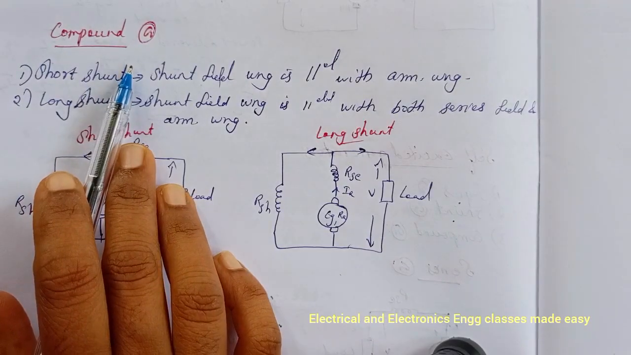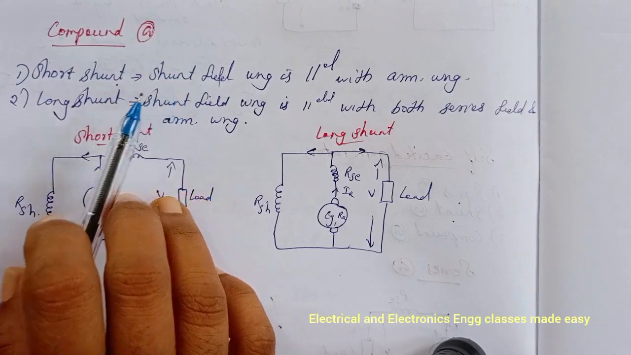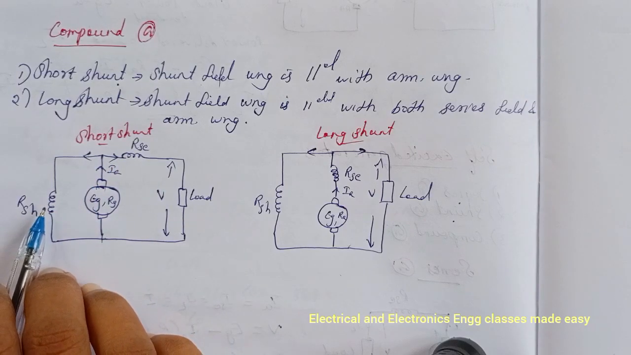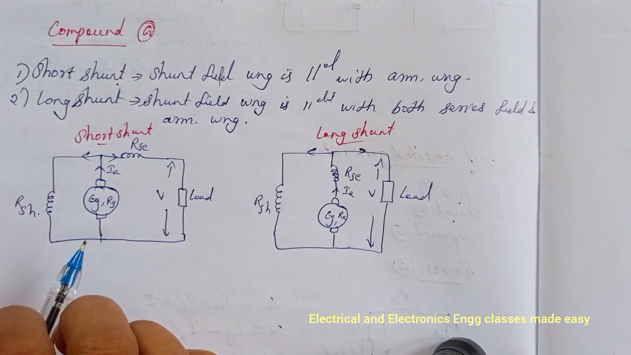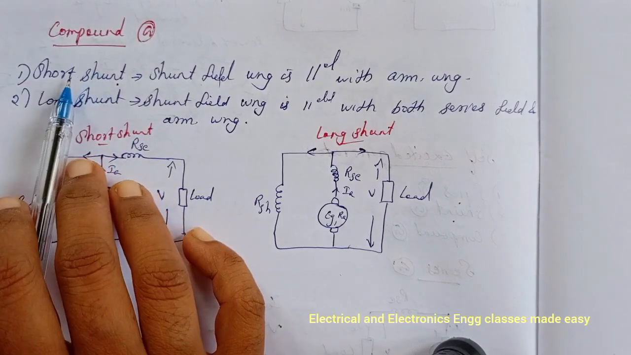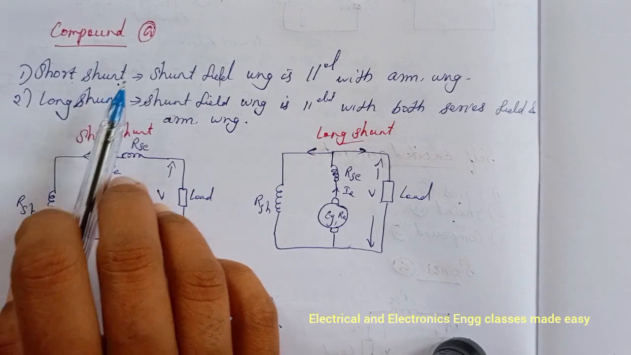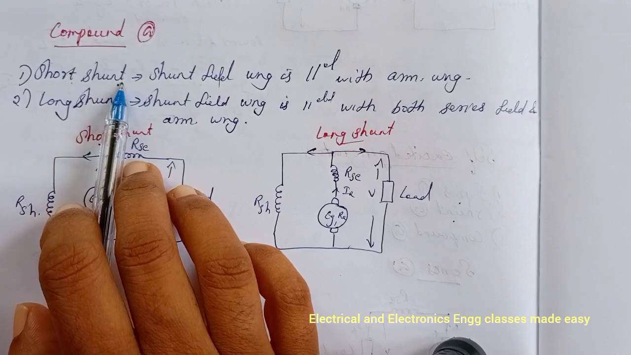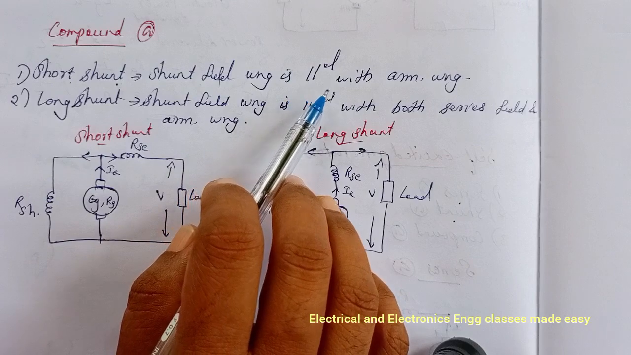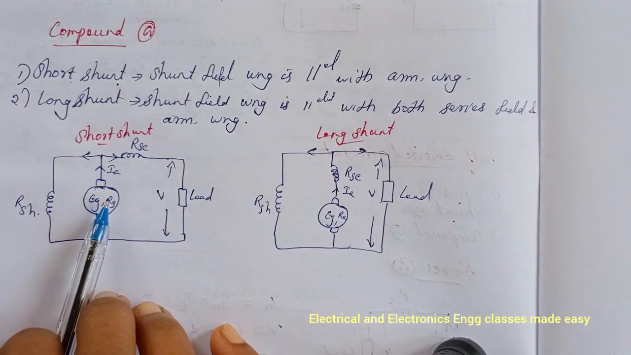Next is compound generator. In compound generator, there are two sets of field windings on each pole. One is series and other is parallel with the armature. So there are two types of compound generator. One is short shunt and next is long shunt. So in short shunt compound generator, the shunt field winding is parallel with the armature winding. So this is short shunt compound generator.